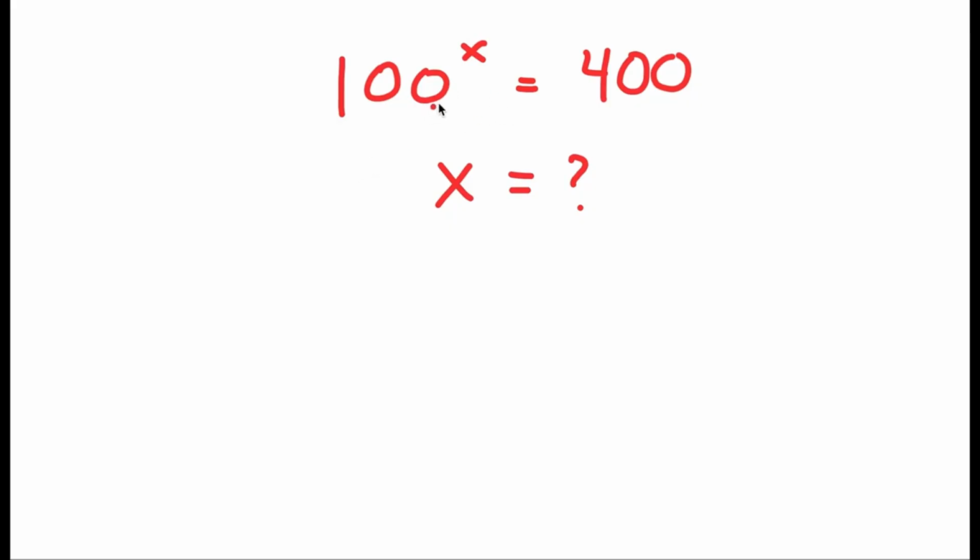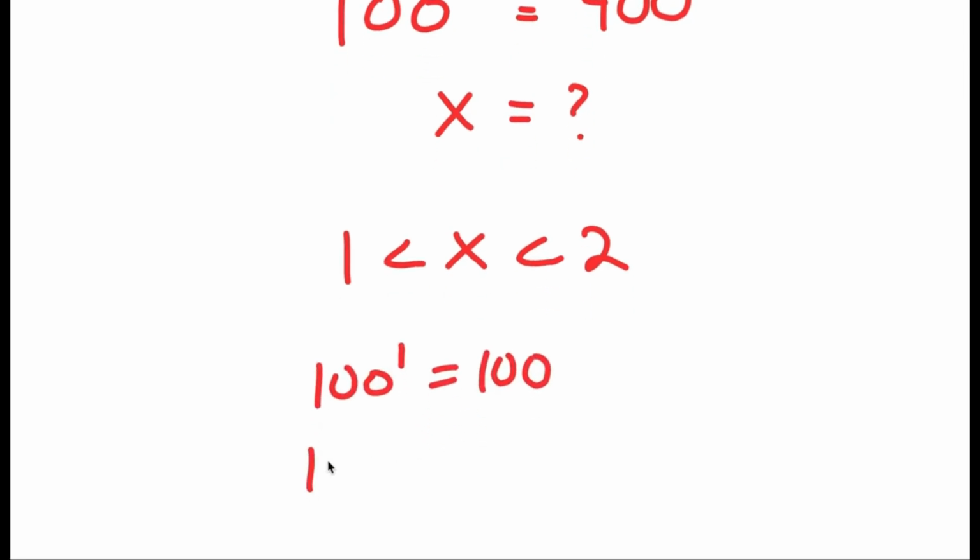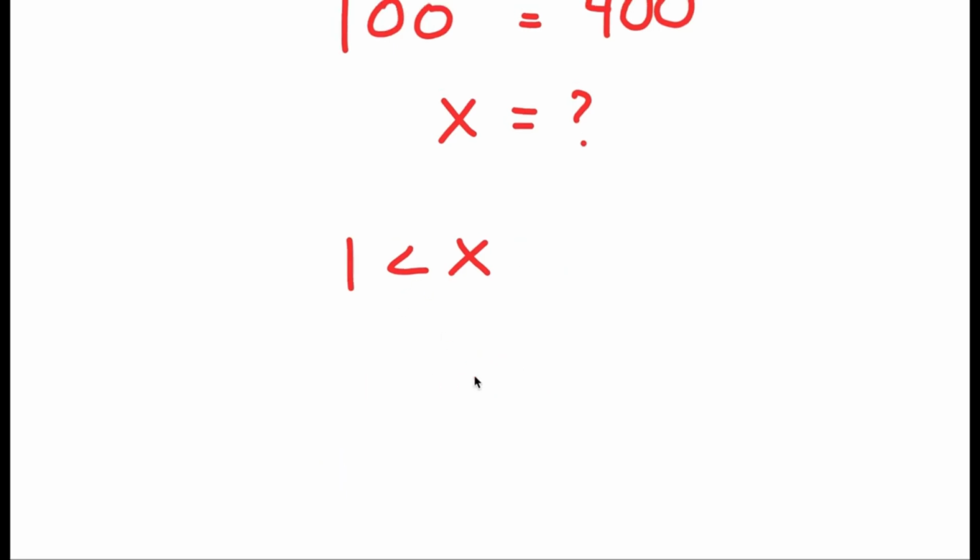So we see that x is going to be in between 1 and 2, because 100 to the power of 1 is 100 and 100 to the power of 2 is 10,000. So it's going to be closer to 1 than it is to 2, but it's going to be somewhere in the range of 1 and 2.